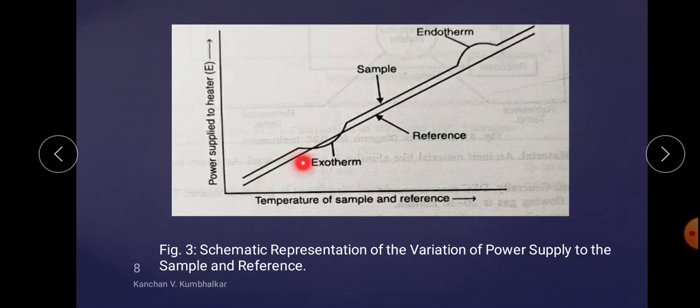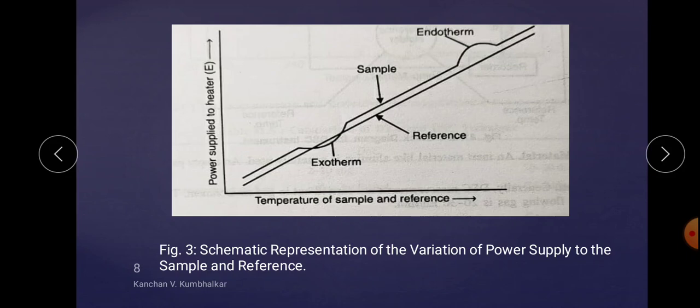In this area, it has been observed that the temperature intake of the sample as well as the reference is common, or the power supplied by the heater is the same. There is no difference between the power supply to the sample and the reference. But at this range of temperature, a reaction occurred in the sample, and that type of reaction is an endothermic reaction.